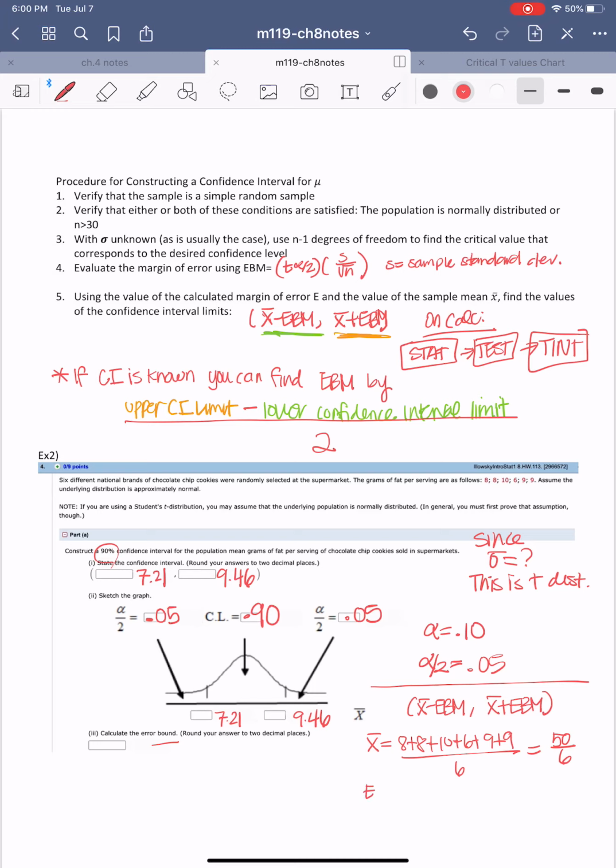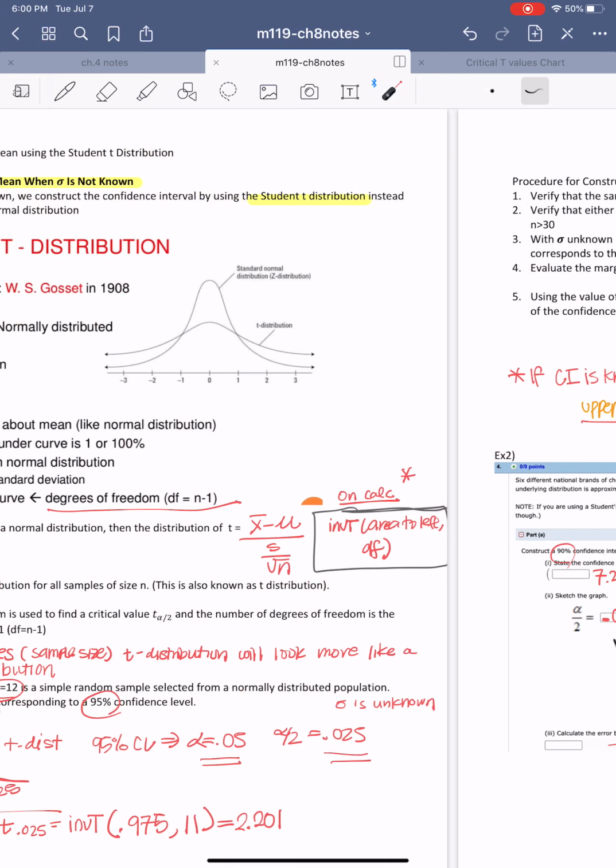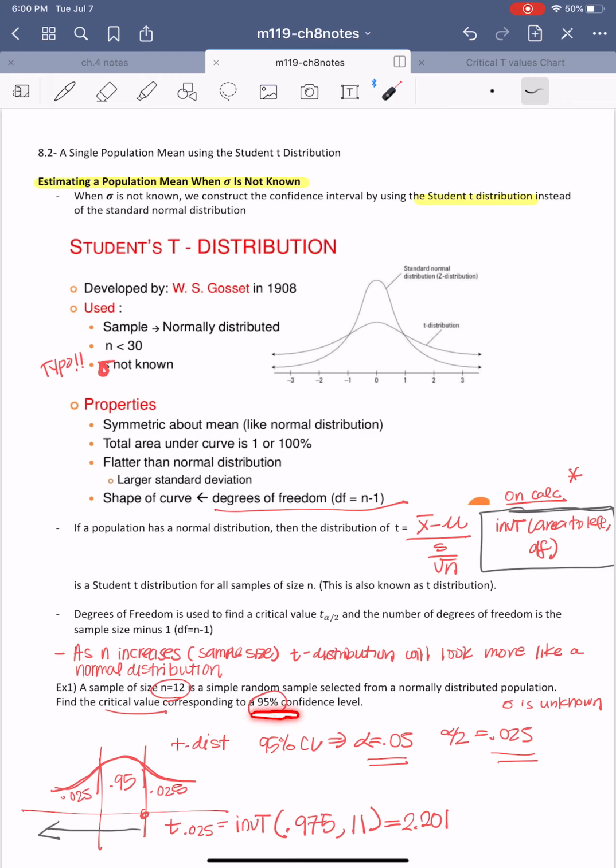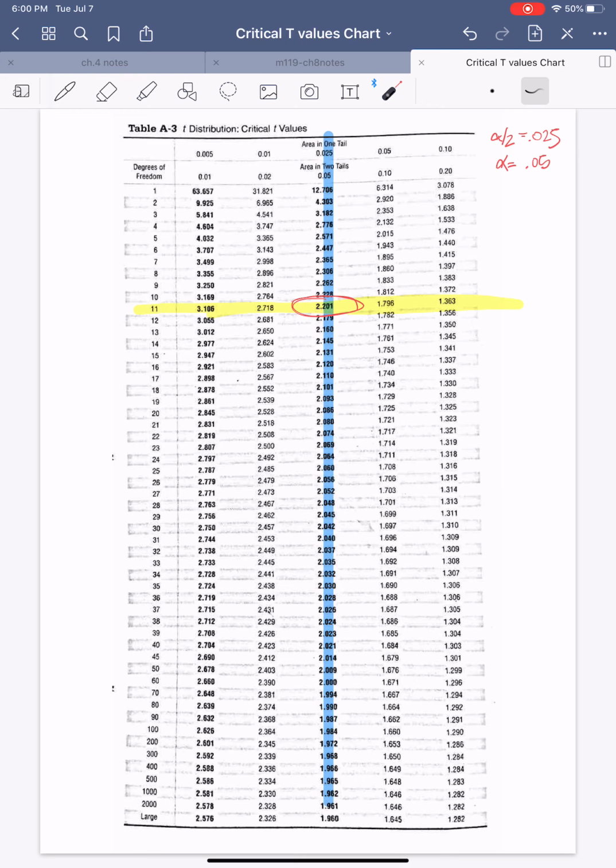EBM, how do we calculate EBM? Here's the formula: critical value t alpha over 2 times s over square root of n. T alpha over 2, how do we calculate it? That's the critical value. We had done this with the 95. So now it is 90%. So you're looking at the t value chart.